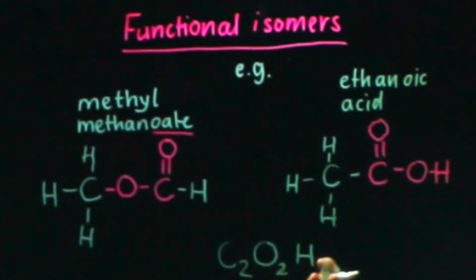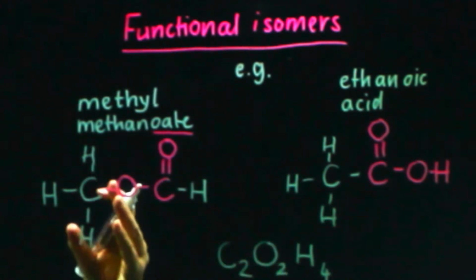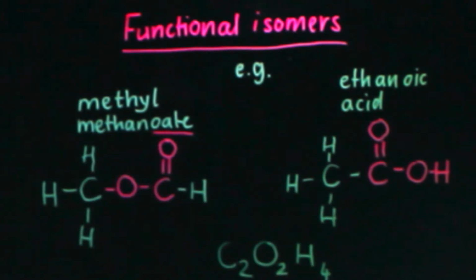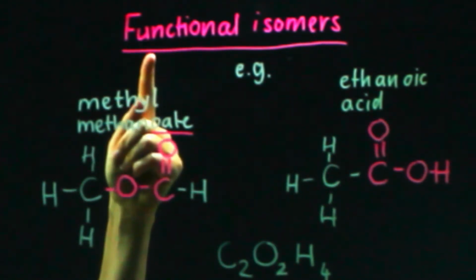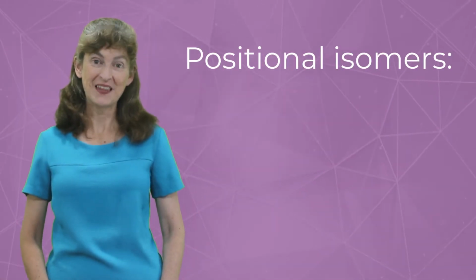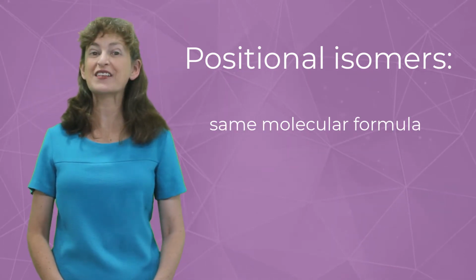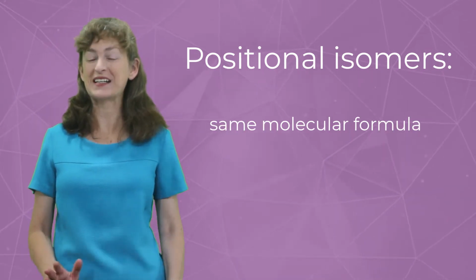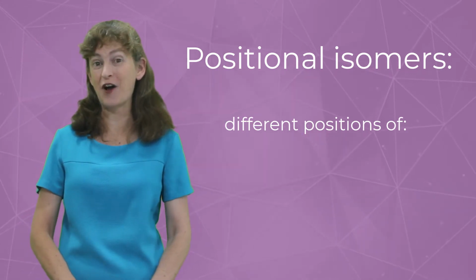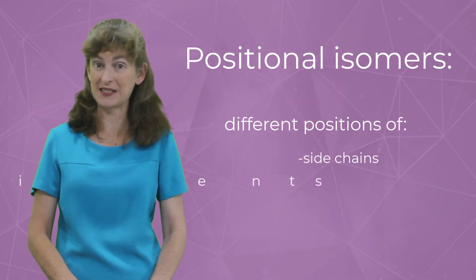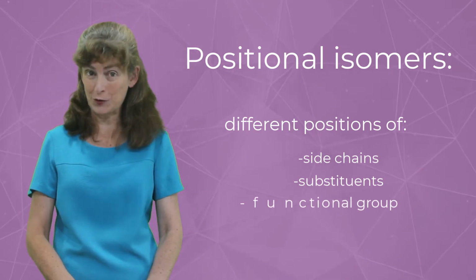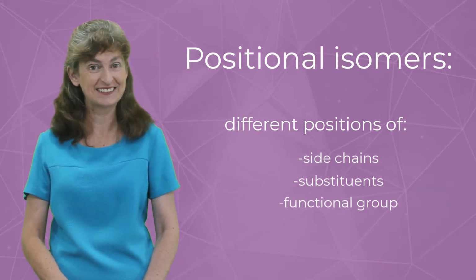They have the same molecular formulae, and yet you can see that they have quite different structural formulae. And in what way are they different? You can see that they have different functional groups. That's why they're functional isomers. How about positional isomers? Positional isomers are 2 or more organic molecules which have the same molecular formula, but different positions of the side chain, substituents, or functional groups on the parent chain.